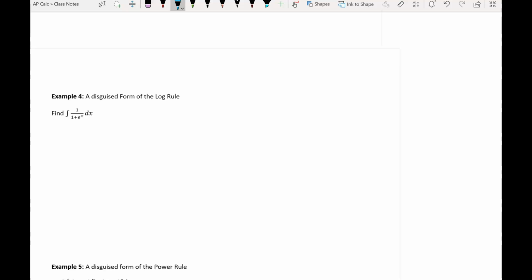If it's the log rule, it should be u prime over u, right? Well, what is the derivative of the denominator? 1 plus e to the x. Well, remember that the derivative of e to the x is just e to the x. So if u equals 1 plus e to the x, then we know du is going to equal e to the x dx. Well, what the heck? That doesn't even look like anything we need, Mr. Wynant, and you're exactly right.